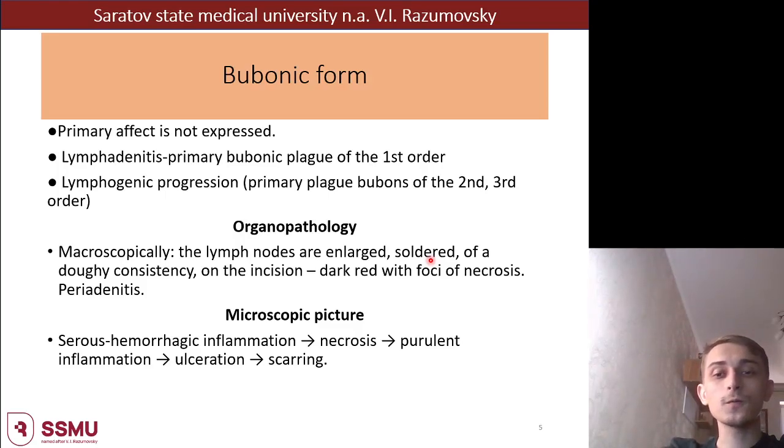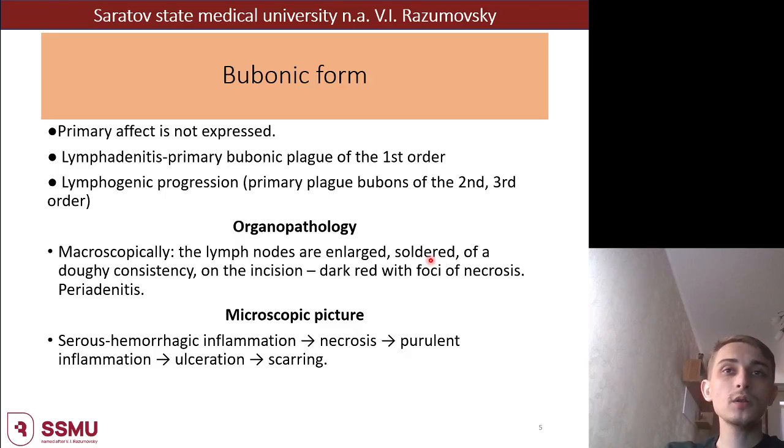Lymphogenic progression of the plague in this form is associated with the formation of buboes of secondary and tertiary level, and it will be associated with spreading of infection along lymphatic vessels. In the organopathology of this form, we may see that the lymph nodes are enlarged, and this increase in size is associated with edema and inflammation in the lymphatic nodes, and it will lead to their solidification, with a dense consistency.